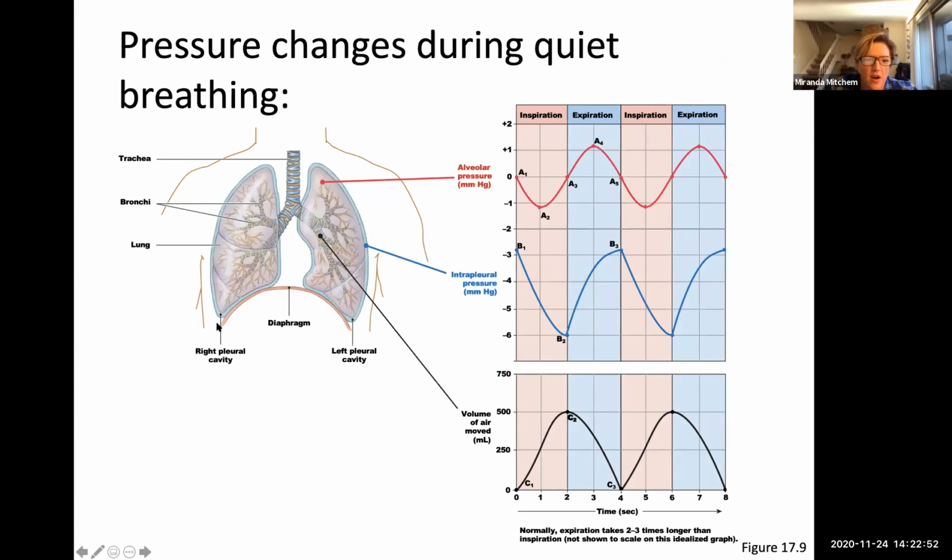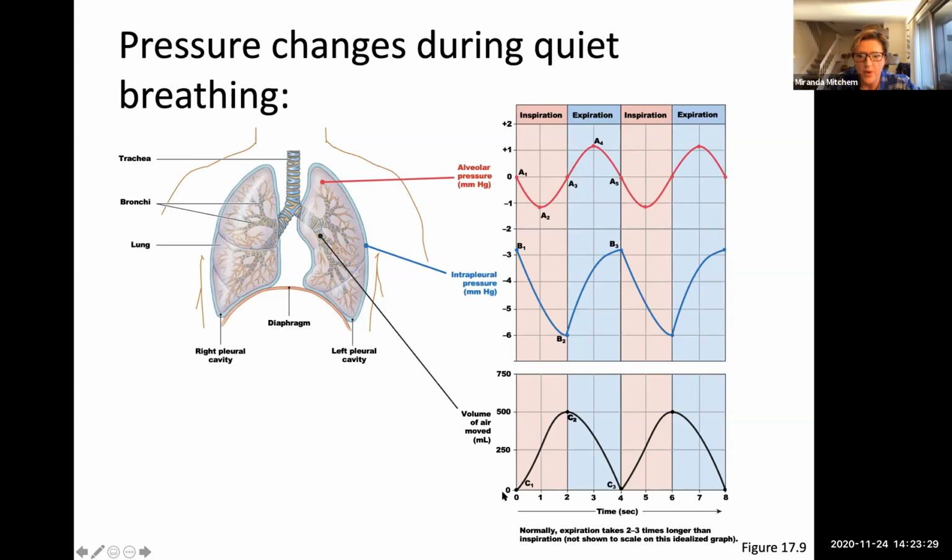Okay, so we've got our lung, we've got our diaphragm, which is in its relaxed position. So now let's identify our different pressures. So the red line is the pressure in the alveolar sacs. And then the blue line is the pressure in that cavity. So that's called the intrapleural pressure. But as the lungs expand, there's going to be pushing of the lungs against the pleural sac. And then we have the volume of air moved.